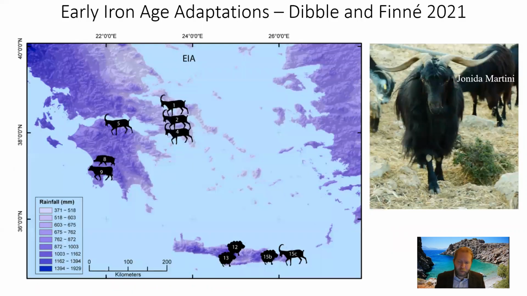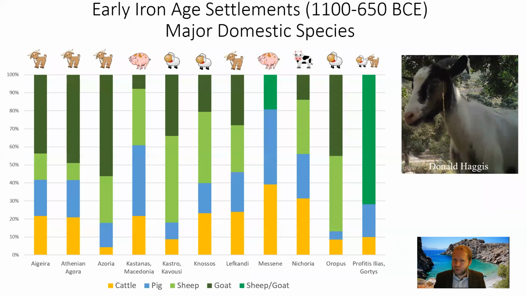And so I just recently published this with Martin Finet, and we can see this pattern where the sites where goats are the most common animal are mostly in the eastern part of the mainland and in Crete. And these are also the drier areas of the Greek world, of the Greek peninsula and of Crete, because of the mountains that run down the middle. The western portions get twice as much rainfall as the eastern portions today. And so it seems likely that the shift from sheep to goats is an adaptation to climate change at this time.